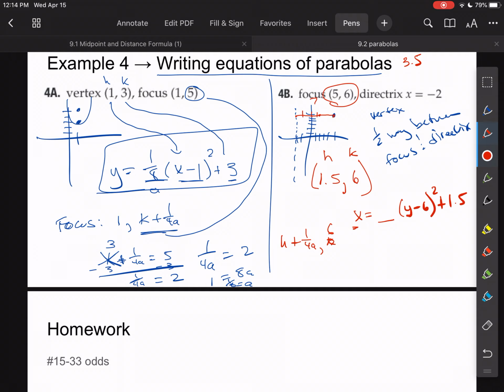So how I do this is I take the 1.5 for h and plug it in, and I know that this has to be equal to 5. What I did was I took h, plugged it in here, and I know the x value of my focus is 5. That's where I'm getting my 5. So I'm going to subtract 1.5 from each side, multiply both sides by 4a, and I believe you get 14a is equal to 1. Therefore, a is equal to 1 over 14. Plug it in and you are done.